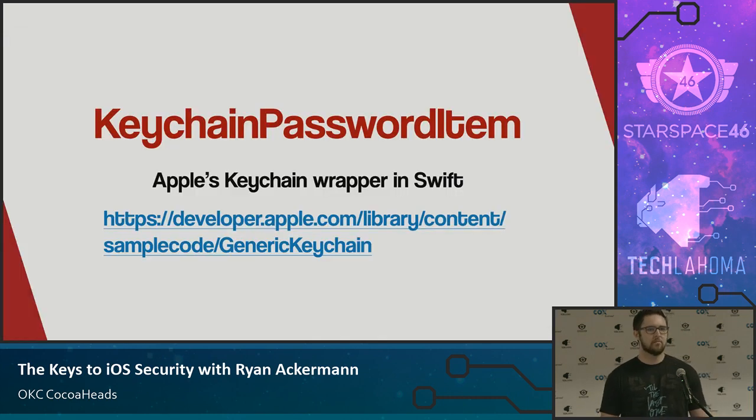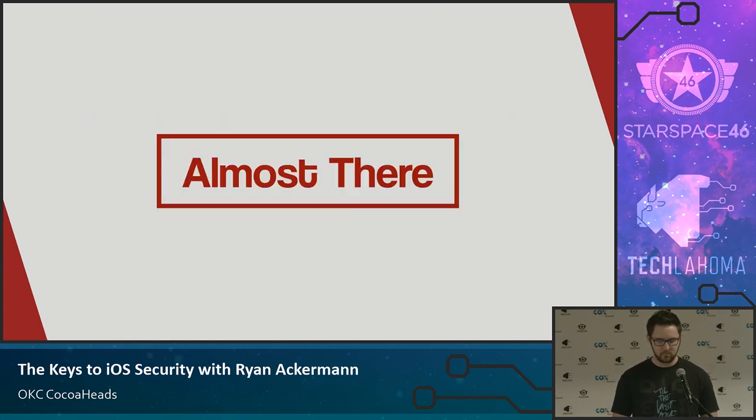This keychain password item is a wrapper around the keychain. It's not the actual keychain Apple provides, but it is part of a sample project that Apple released, so this is kind of their wrapper around the keychain. And why would we want to use a wrapper for the keychain in Swift? That's because the keychain is a C API that is not very nice to deal with in Swift. So we want to use a wrapper to make interacting with the keychain a lot nicer and friendlier to use.